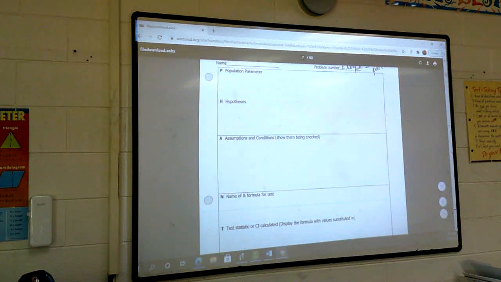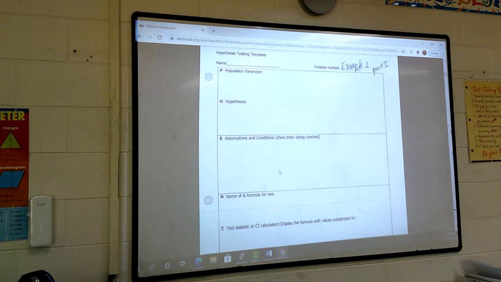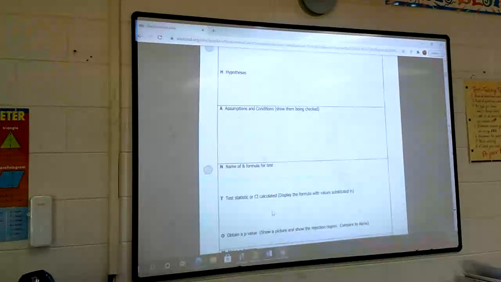P is the parameter of interest, just like it was in the proportions, in the confidence intervals. H, though, stands for hypotheses. So when you're running a test, you actually have what's called a null and an alternate hypothesis. So we're going to go over that in just a minute. And then you still have your three conditions, and they're the same as they were in the intervals. So that's good. Then you just have to name your test, what your test is. You can give the test statistic from the calculator. So we'll talk about what that is.